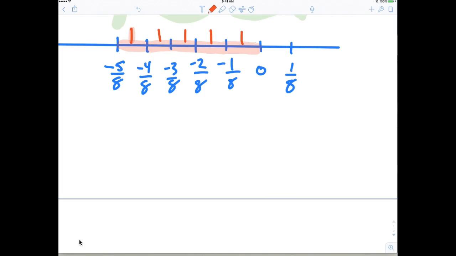5 units. But each unit has its own measurement. Each unit is measured by what? 1/8. Thank you. That is correct. 1/8. So if I move 5 of those units, I've moved how much? 5/8. So you should be able to tell me from here to 0 is 5/8.